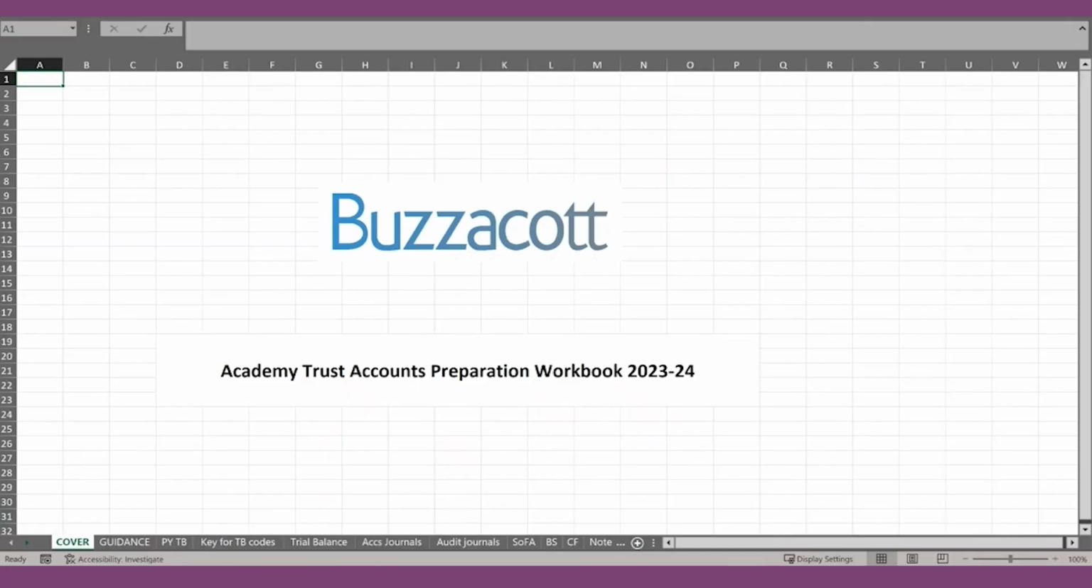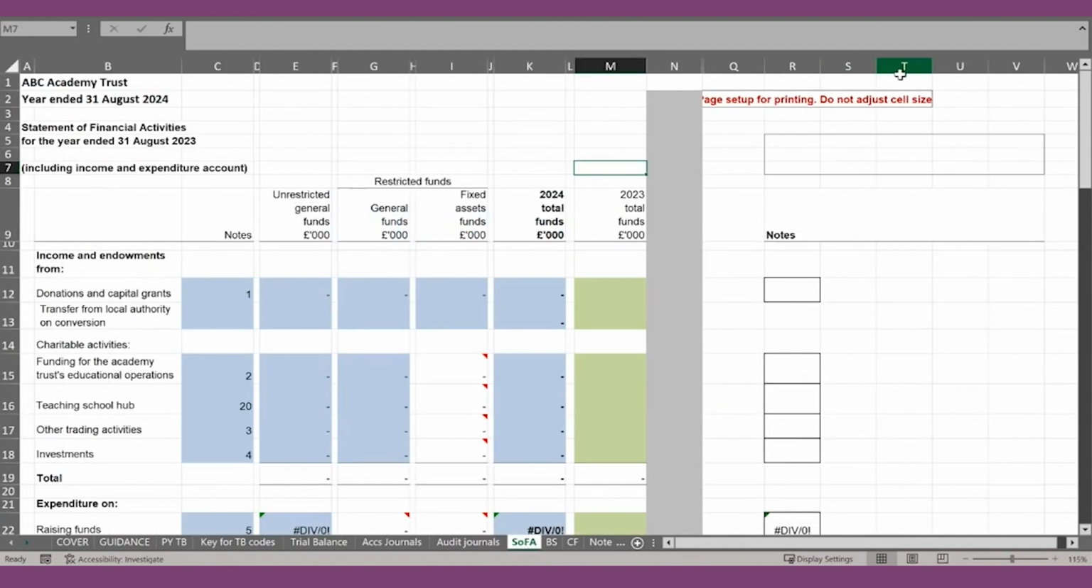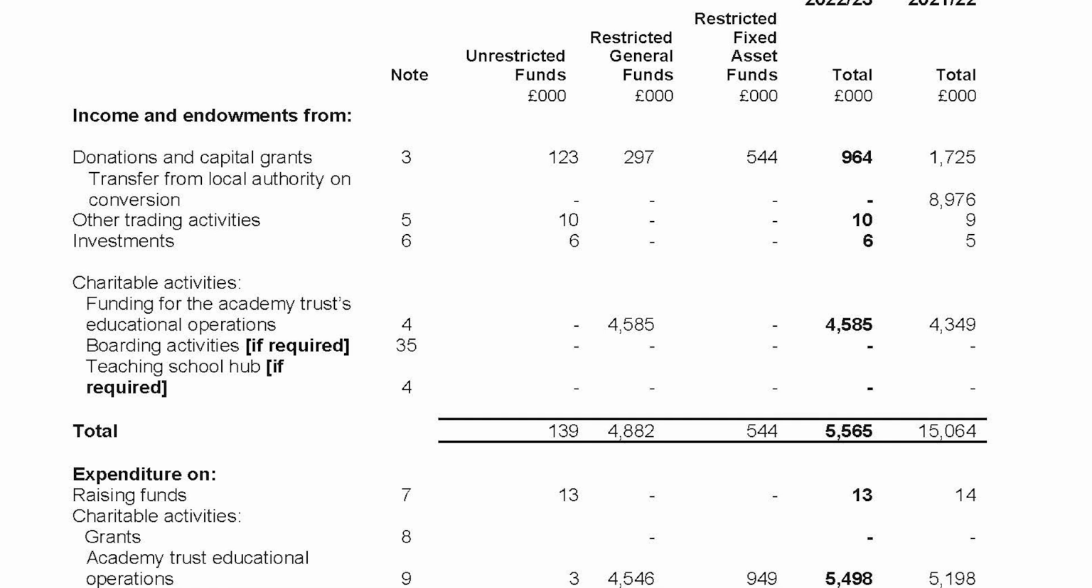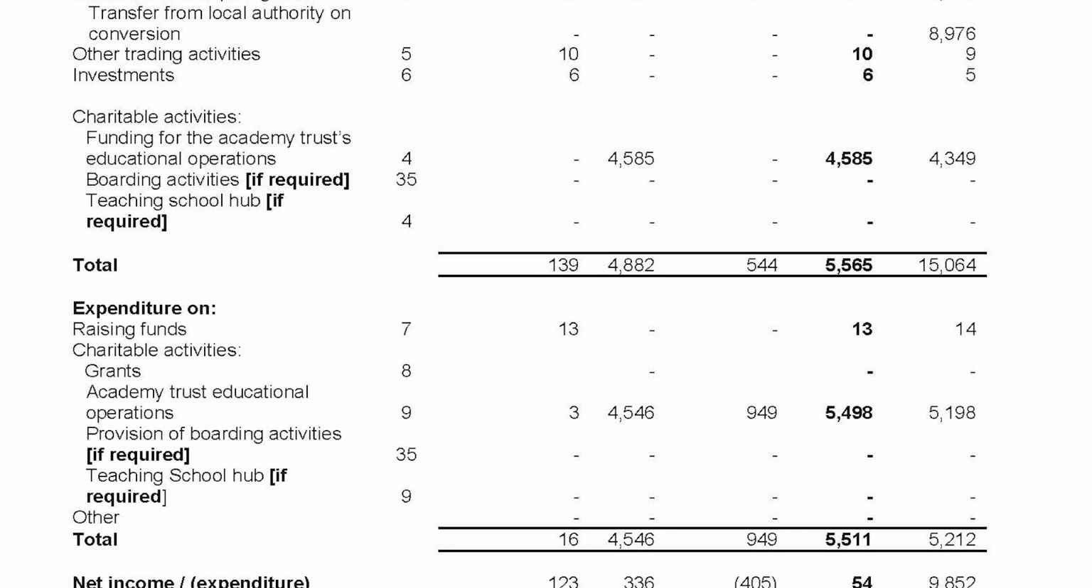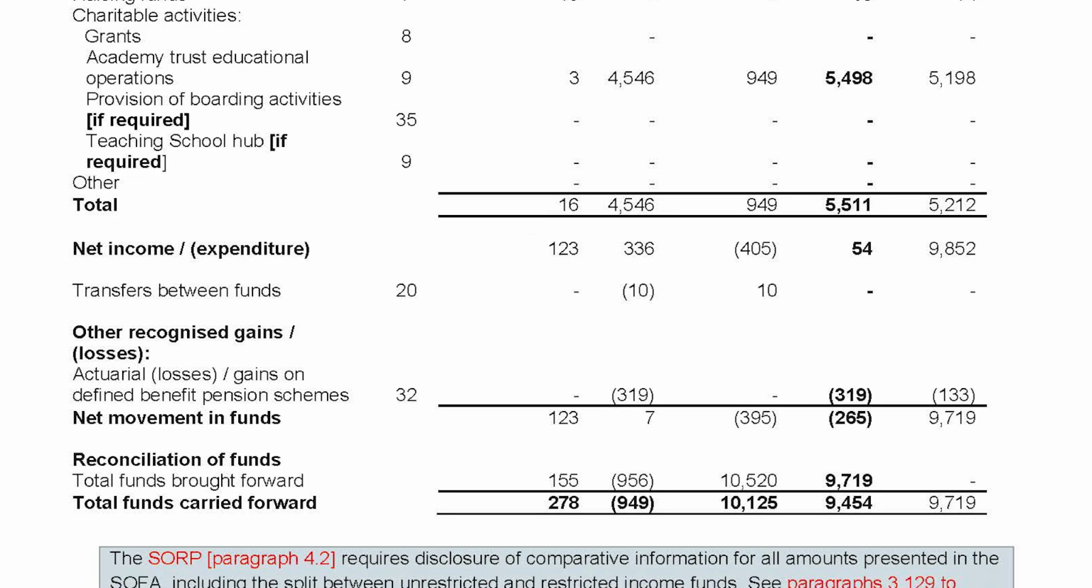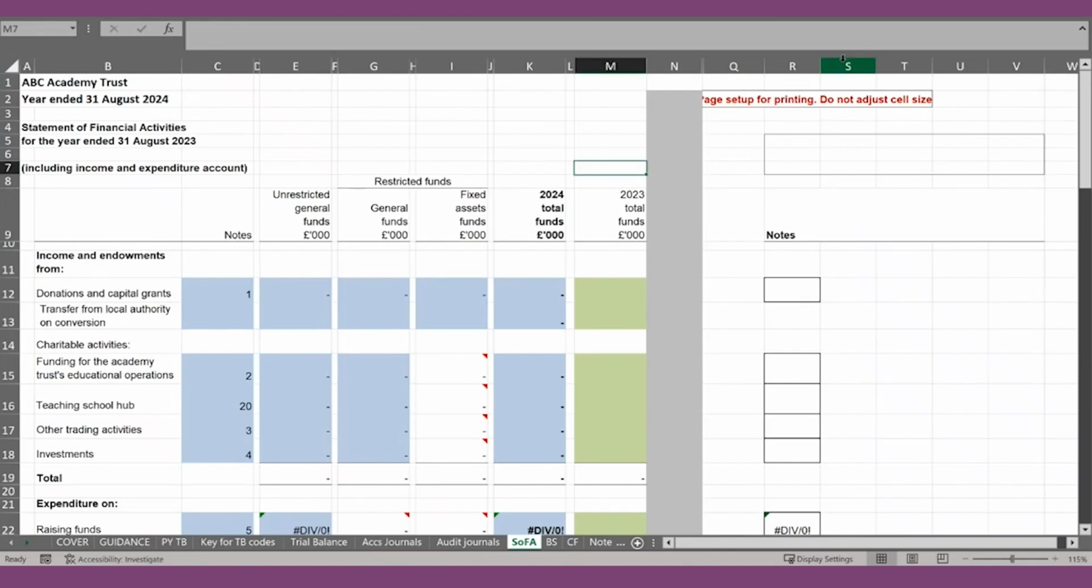So if we begin by loading up the template, we can start getting a feel for what the workbook actually looks like. If we click on the Sofa tab, on screen, you should now see what looks like a very typical statement of financial activities. You will note that this looks comparable to the example statement of financial activities contained within the ESFA's Coketown model accounts. The key difference, however, is that our template has particular cells shaded in particular colours.